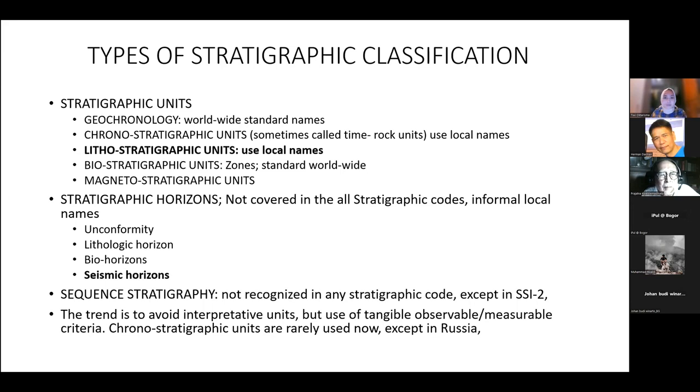Then we also have stratigraphic horizons. I think no stratigraphic code covers these horizons, but they use informal names. But anyway, the International Geology Code does recognize the importance of stratigraphic horizons, such as unconformities, and also lithologic horizons, biohorizons, and especially seismic horizons. But then again, a later development is the emergence of sequence stratigraphy, which is not recognized in any stratigraphic code.